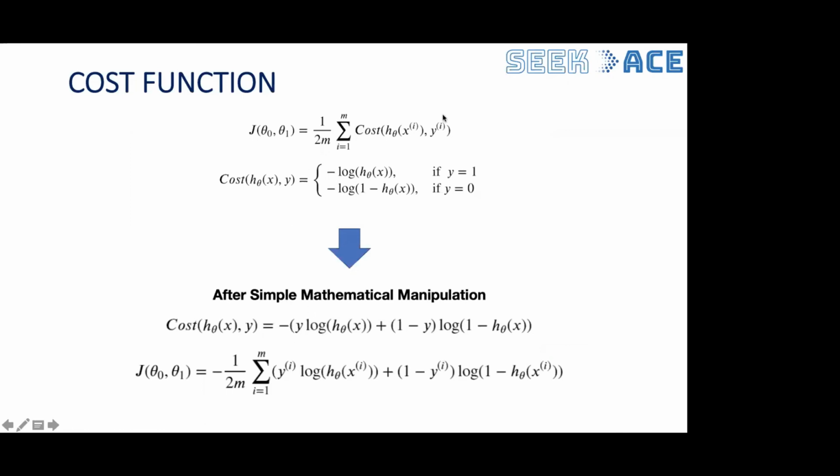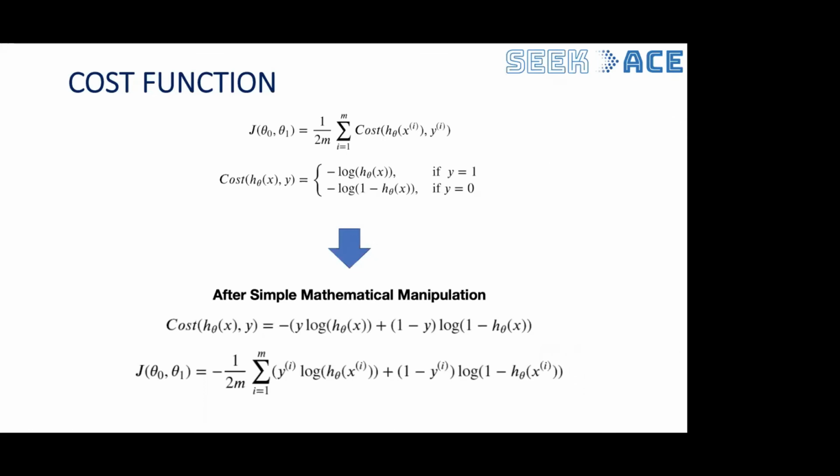So we can write the cost as a function of h theta x and y as this one, and we can replace this by this. And now this will become our J theta. This is our cost function. The cost function of linear regression was different, and the cost function for logistic regression is different. There are many other types of cost functions depending upon your algorithms.